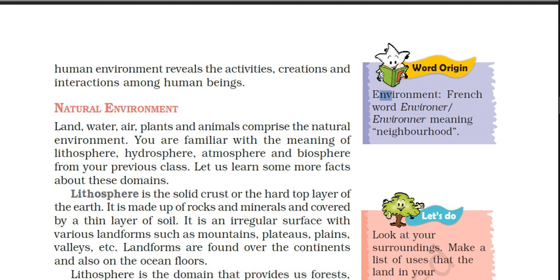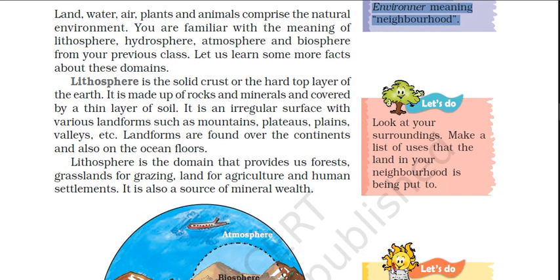Word origin: environment. French word environner, meaning neighborhood. Look at your surroundings. Make a list of uses that the land in your neighborhood is being put to.